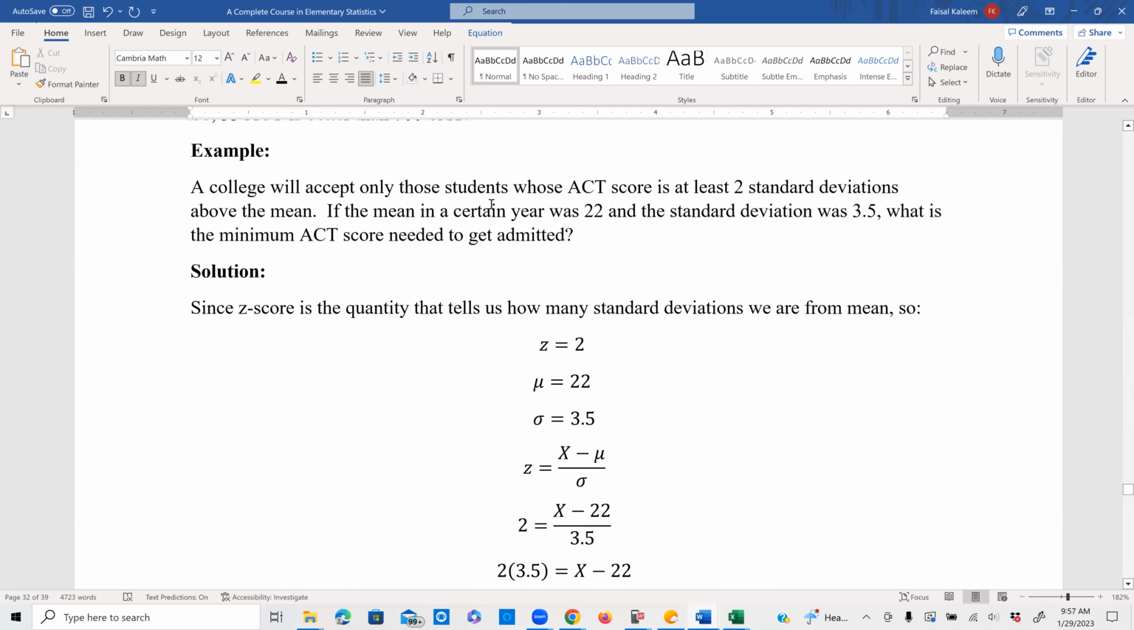A college will accept only those students whose ACT score is at least 2 standard deviations above the mean. If the mean in a certain year was 22, standard deviation 3.5, what is the minimum ACT score needed to get admitted? So since z-score is the quantity that tells us how many standard deviations we are from the mean, and we are interested in 2 standard deviations above the mean, so z will be positive 2. If it's below the mean, then it would be negative 2.